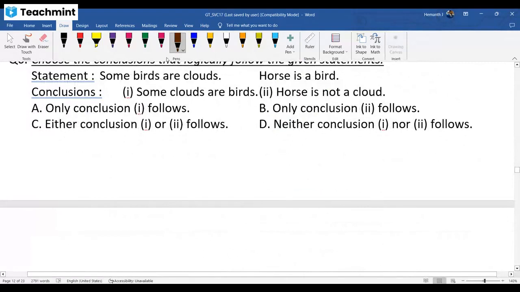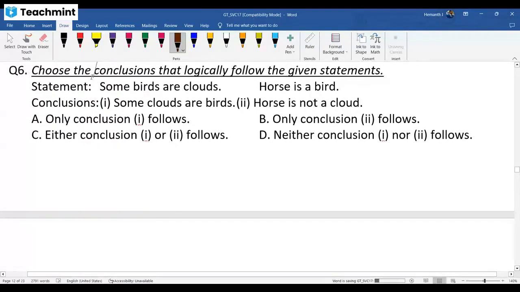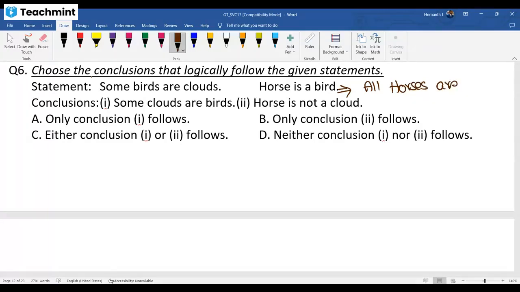Next one is related to syllogisms, very important for all recruitments now. This question is from syllogism. Given the statement: some birds are clouds. Horse is a bird means all horses are birds. All horses are birds, some birds are clouds. Then which is correct? Horse is not a cloud. Some clouds are birds. Which is correct?